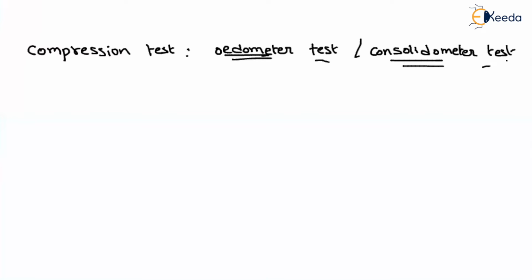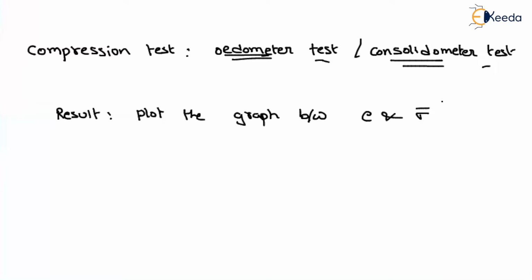What the consolidometer experiment is and how we apply it will not be asked in the GATE exam. The only thing is, what are the results you will obtain after conducting the test. The results are: we will plot the graph between void ratio e and the corresponding effective stress, which I'm representing with sigma dash. Now let us see how we can find the void ratio.